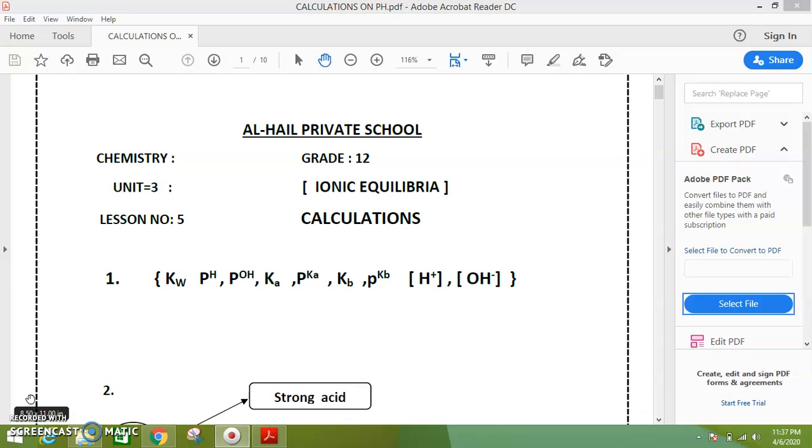This is our fifth lesson on ionic equilibrium. Today we are going to start the calculation part. First, we divide the calculation into two parts. First one, how to calculate Kw, pH, pOH, Ka, the dissociation constant of acid, pKa, pKb and Kb, and the concentration of hydrogen ion. Here Kb is the dissociation constant of base, and OH is the concentration of hydroxide ion.